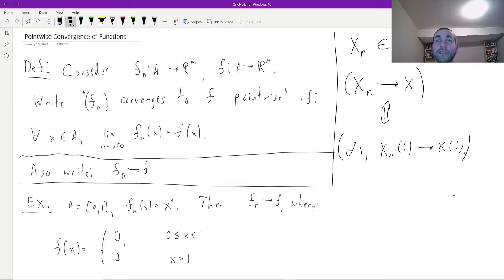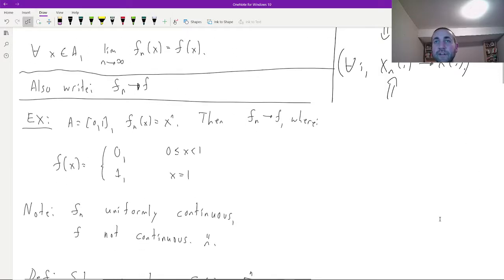So we're going to do the same sort of thing for functions. We're going to consider a sequence of functions f_n from some set A to R^m, and an individual function f with the same domain and the same range, and we're going to say that f_n converges to f pointwise if it satisfies the analog of this condition. For every x in A, the usual limit as n goes to infinity of f_n(x) is equal to f(x). So this is the natural thing. We have convergence of functions if we have convergence at every point, and we use the same notation for that. We write f_n arrow f to talk about convergence in that sense.